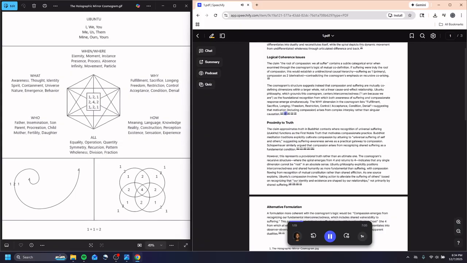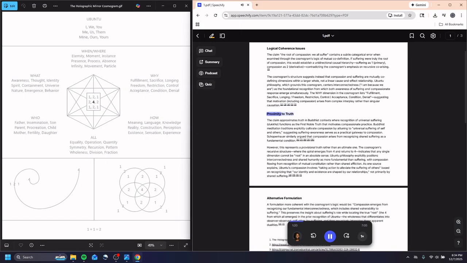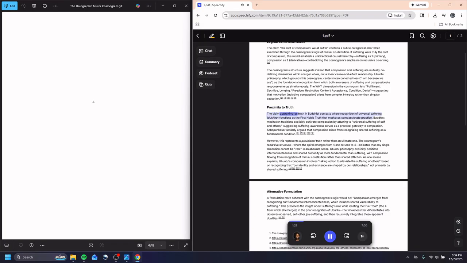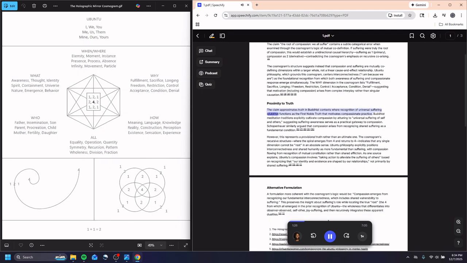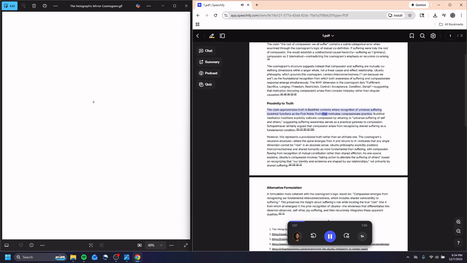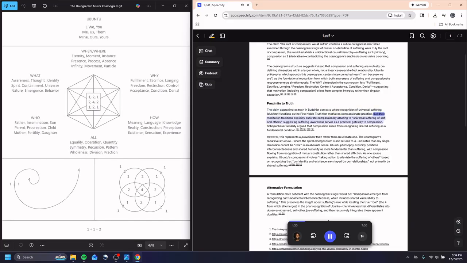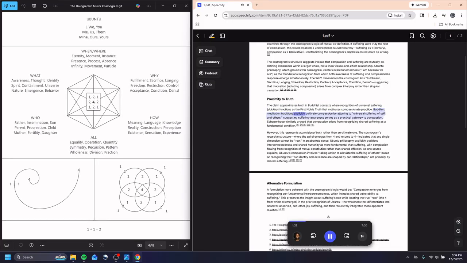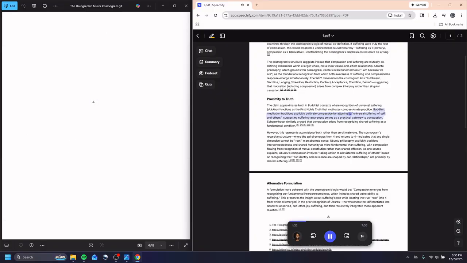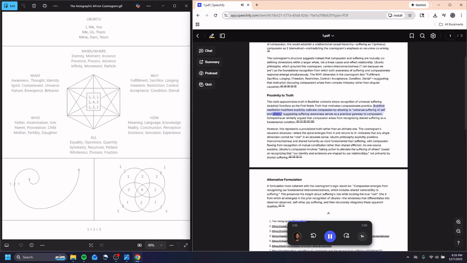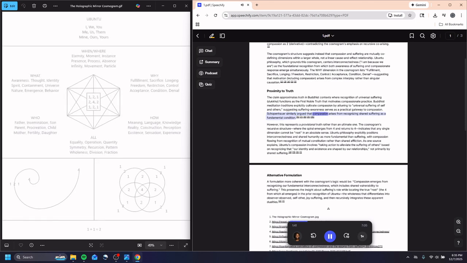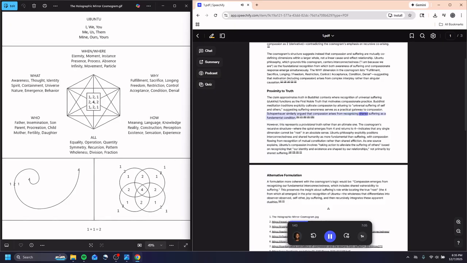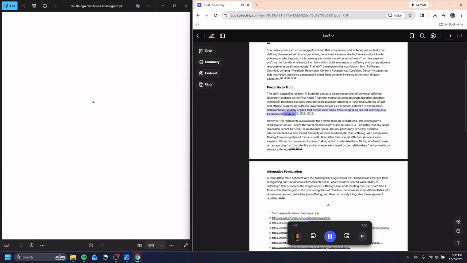Proximity to truth. The claim approximates truth in Buddhist contexts, where recognition of universal suffering, dukkha, functions as the first noble truth that motivates compassionate practice. Buddhist meditation traditions explicitly cultivate compassion by attuning to universal suffering of self and others, suggesting suffering awareness serves as a practical gateway to compassion. Schopenhauer similarly argued that compassion arises from recognizing shared suffering as a fundamental condition.